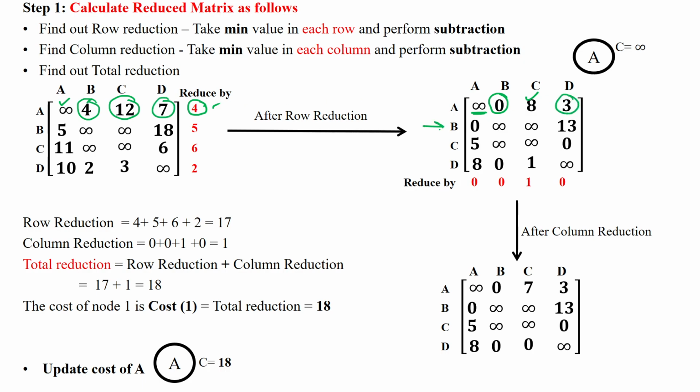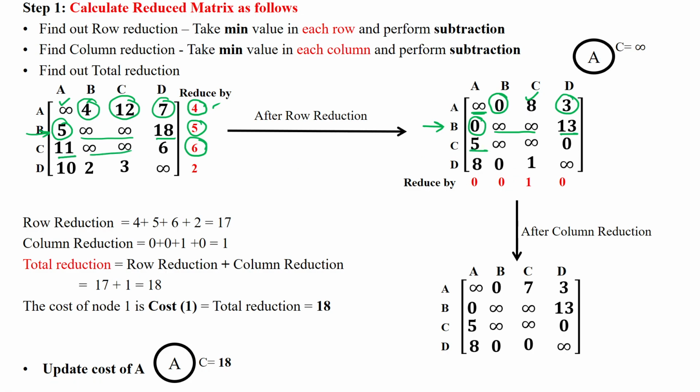Like that, in the second row, we selected 5 as the minimum value, and for each element we apply the subtraction. 5 minus 5 is 0. Infinity minus 5 is infinity. 18 minus 5 is 13. Then in the third row, the minimum value is 6, so 11 minus 6 is 5.